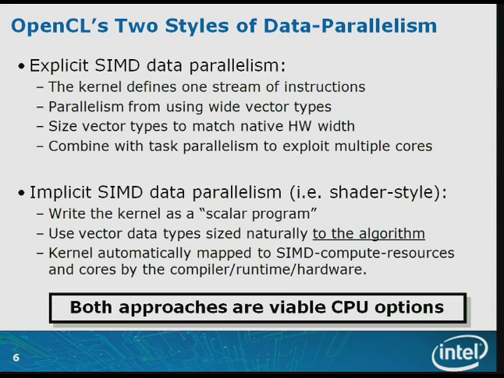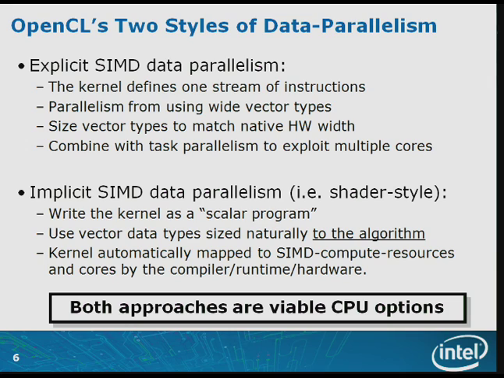Whereas in implicit SIMD parallelism, you're really embracing the style that the shader languages use. And what I mean here is you're going to create large numbers of these kernels as scalar programs, and you're going to be mapping these scalar executions onto the lanes of the SIMD units. So the vector types are tuned to what the algorithm requires, not to what the hardware stipulates. And that's really the big difference between the explicit and the implicit SIMD.